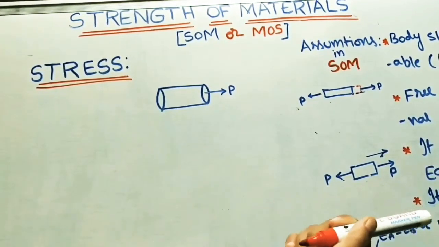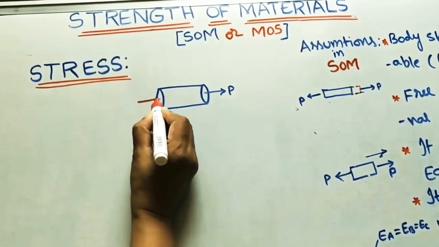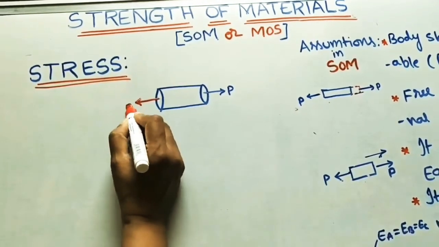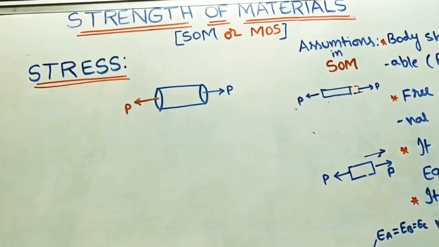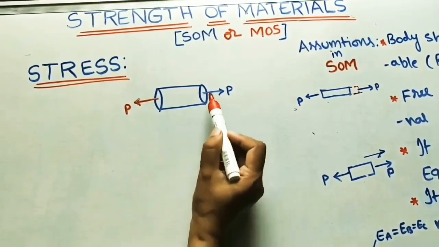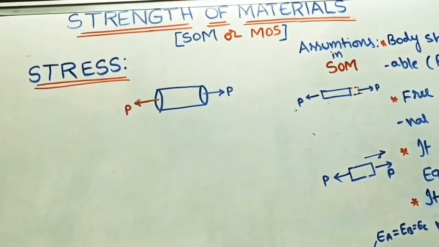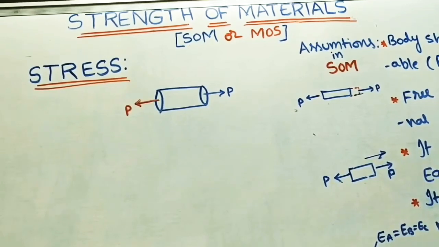So our next assumption is we have to make this body in equilibrium, which means we have to apply the same force in the opposite direction. At that time it is in equilibrium condition. According to Newton's third law, for equal action there is always equal and opposite reaction for getting the equilibrium. Now this body is in equilibrium.